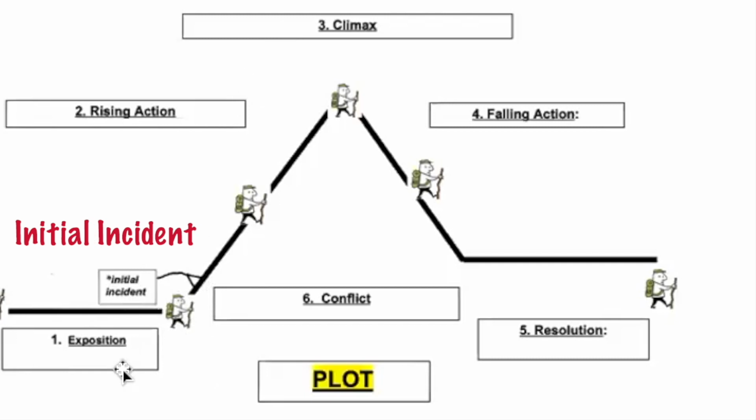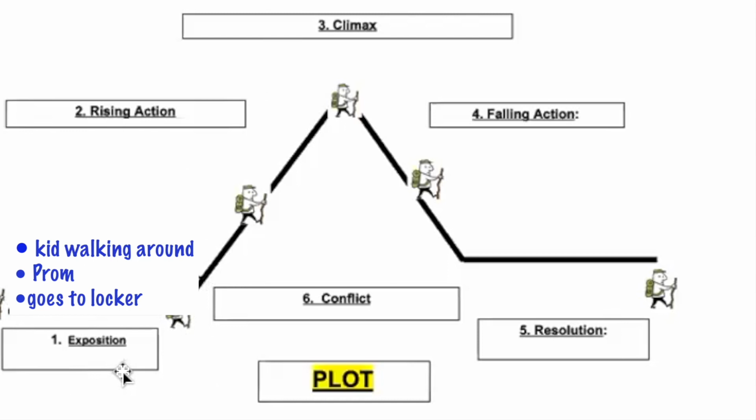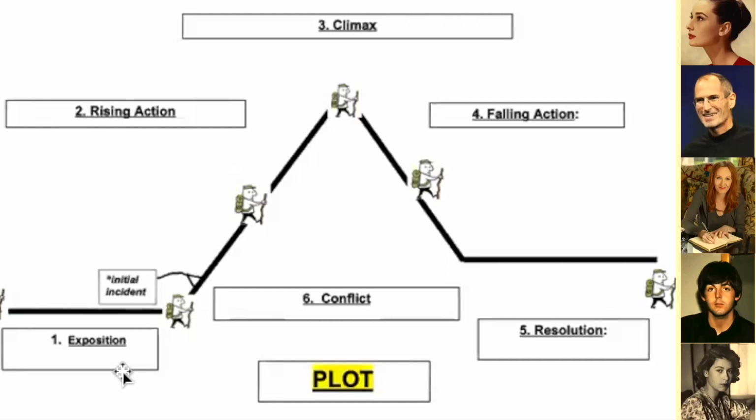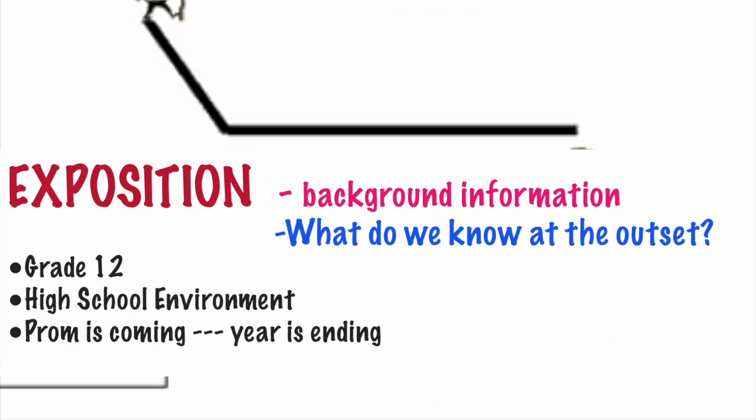So what is the exposition that we get in this film? It's very little. It's just a kid walking around being in school. Yeah. It's a high school. On his own. So at the very beginning, when he goes to his locker, he sees something about prom, but he's not really sure about it. So he puts the poster in his locker and grabs the binder. All we really know at the very beginning is it's grade 12, it's a high school, and it's nearing the end of the year because the prom is coming.